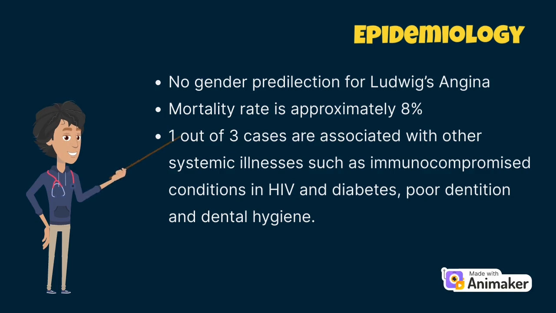For epidemiology, there is no gender predilection for Ludwig angina. The mortality rate is approximately 8%. 1 out of 3 cases are associated with other systemic illnesses such as immunocompromised conditions like HIV infection and diabetes, and poor dentition and dental hygiene.